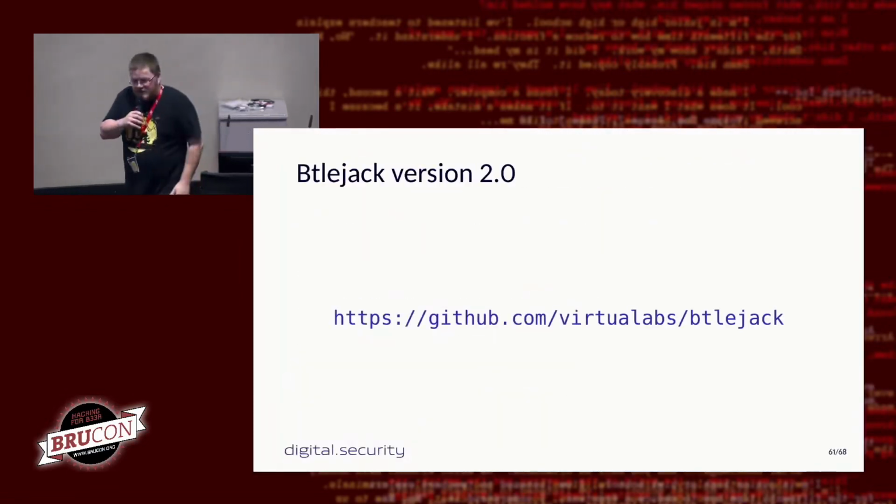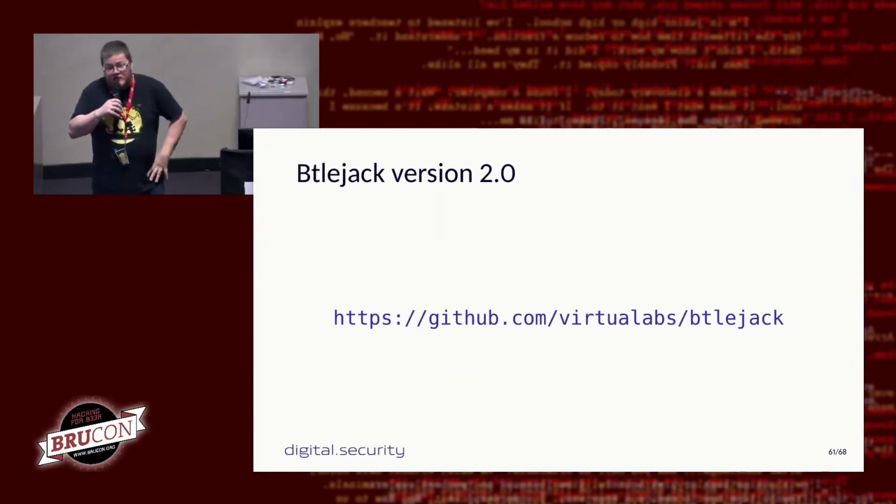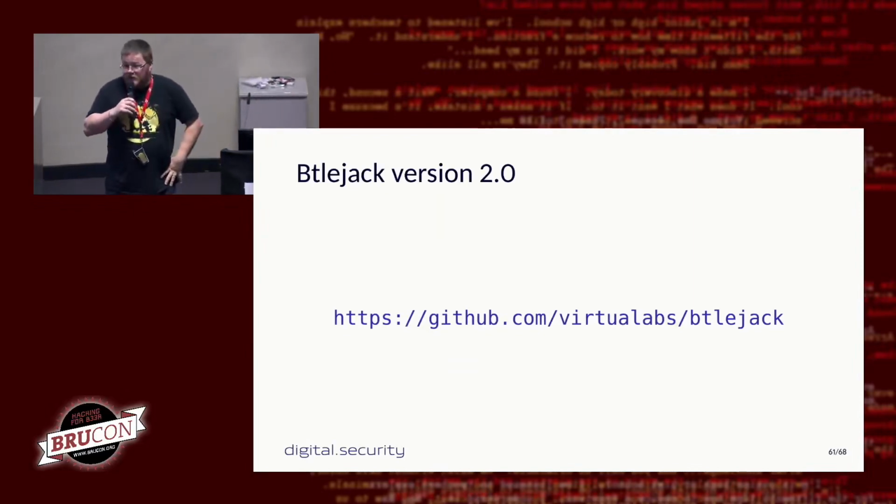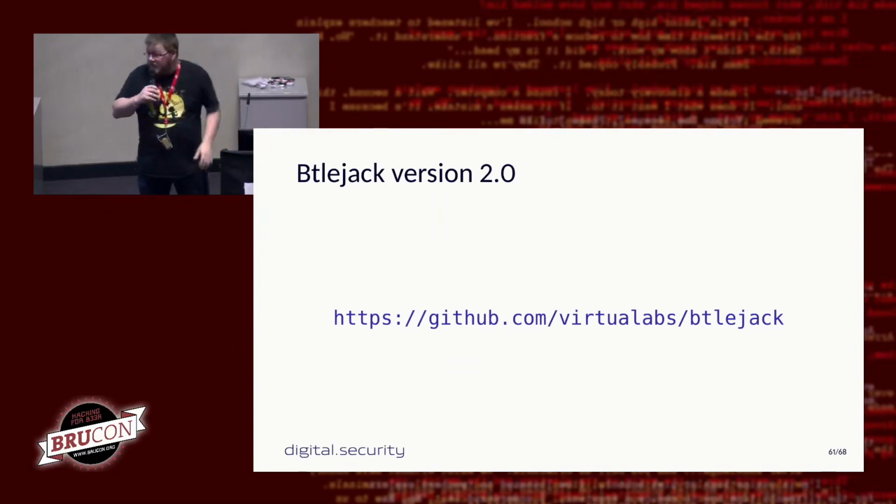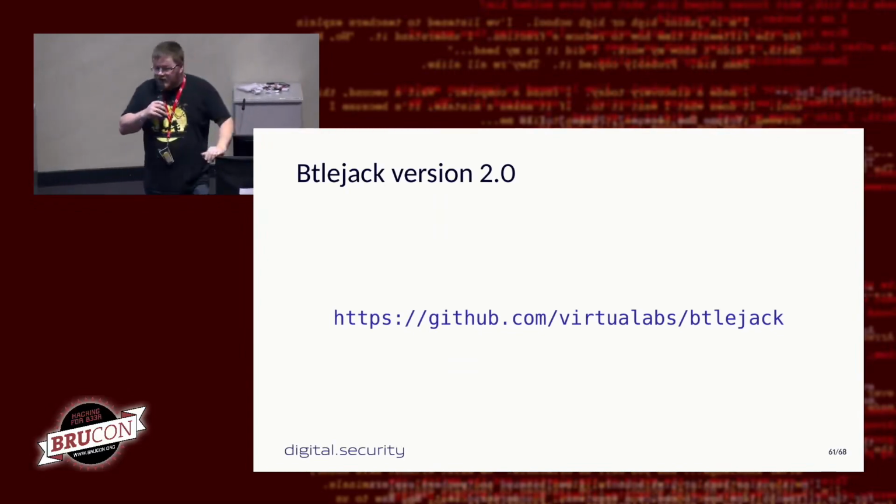So I released version 2.0 of BTLejack. For those of you who are interested in giving a shot at this BLE5 jammer and hijacker, it is possible to do so. If you install this tool with pip, it won't work, because pip only has version 1.3 of this tool. You've got to clone the repository and then install it yourself.